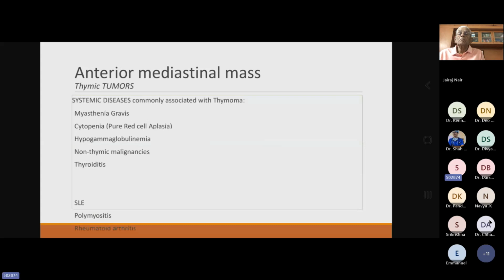Systemic diseases which are associated with thymoma include myasthenia gravis, cytopenia including pure red cell aplasia, hypogammaglobulinemia, non-thymic malignancies, thyroiditis, SLE, polymyositis, and rheumatoid arthritis.